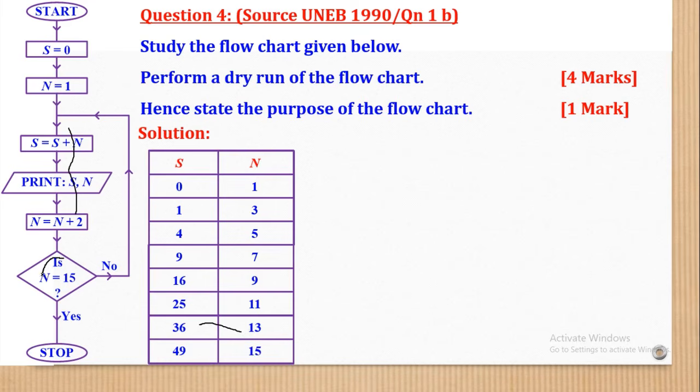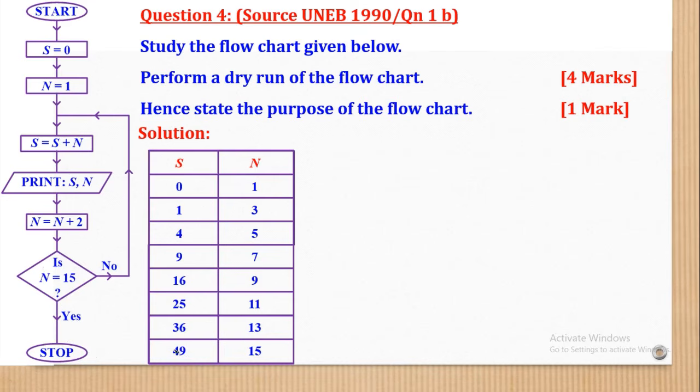Is n equal to 15? The answer is yes, and because it is yes, this yes takes you to stop. Stop means that you don't continue to add more values in the table. So that will be our dry run.